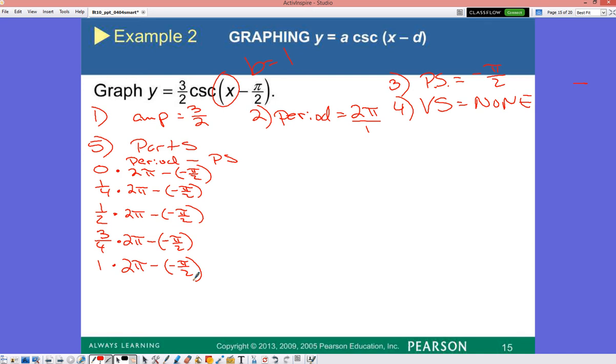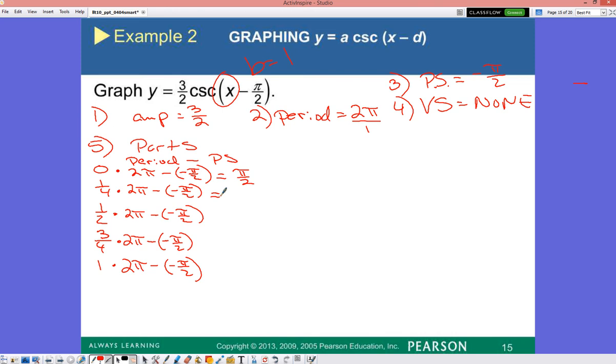All right, yes, it is a lot of work. It is a lot of steps. But if you take it step by step, you will be fine for the whole thing. Okay, let's go through. This is going to give me what? Negative pi over 2. Positive pi over 2.